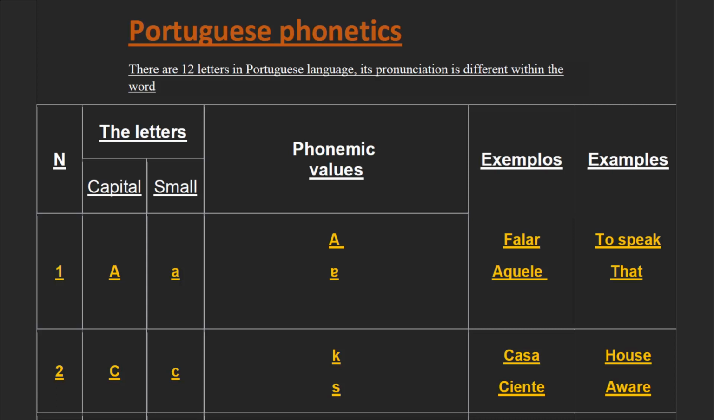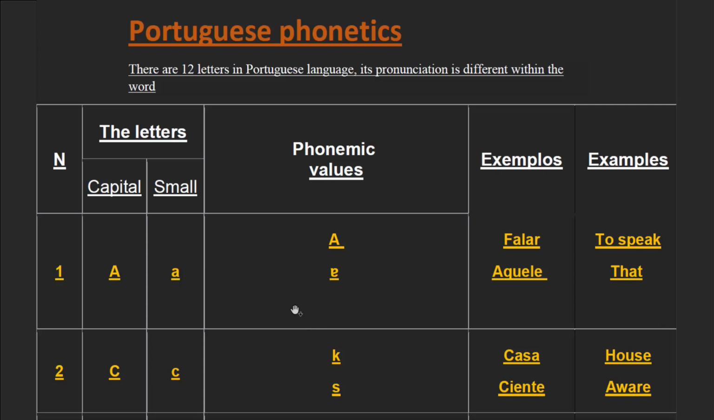Português Phonetics. There are 12 letters in the Portuguese language. Its pronunciation is different within the word. The first letter is letter A, which is presented in English as A. We have two pronunciations for letter A within a word.